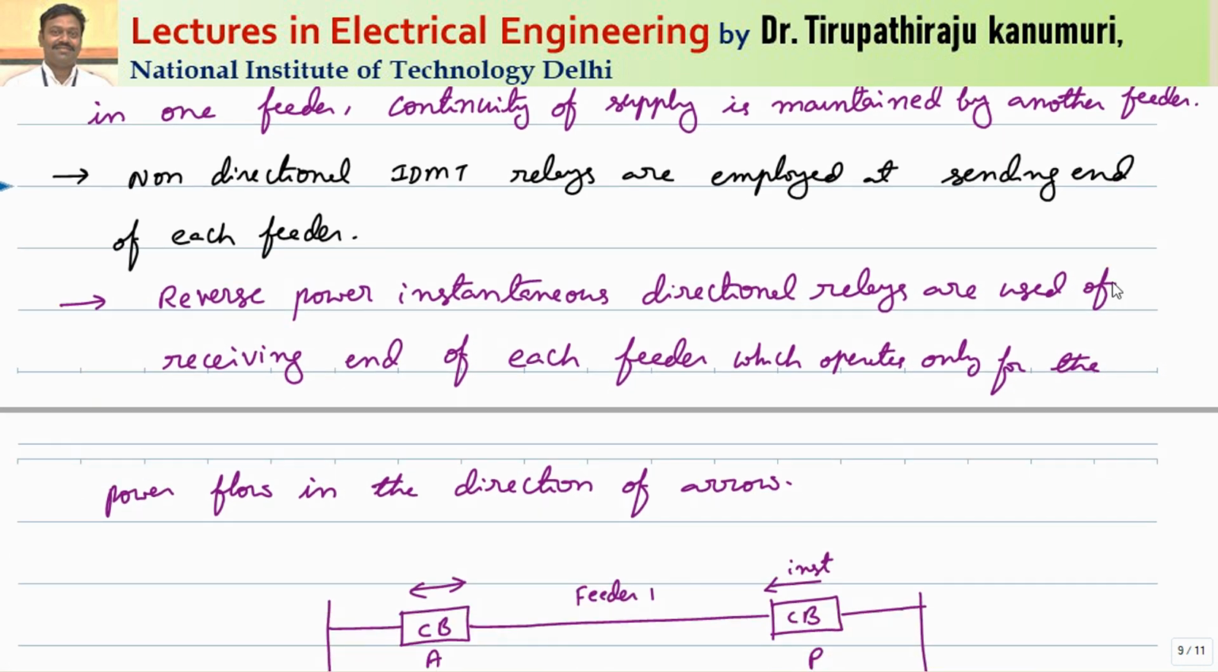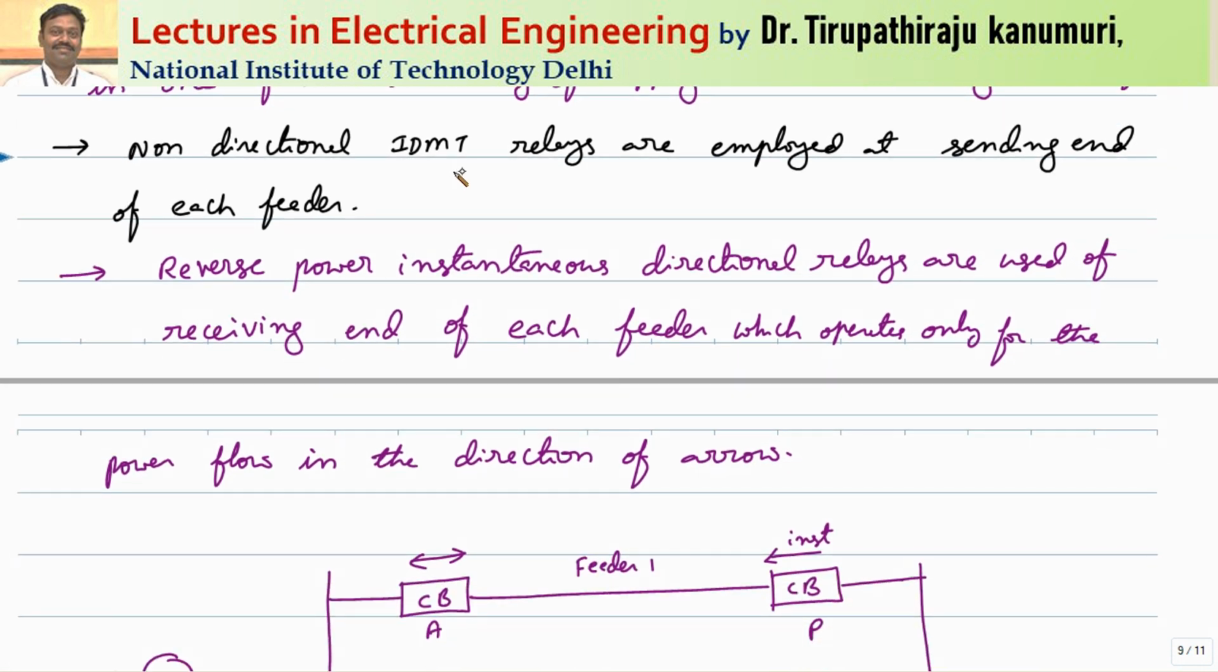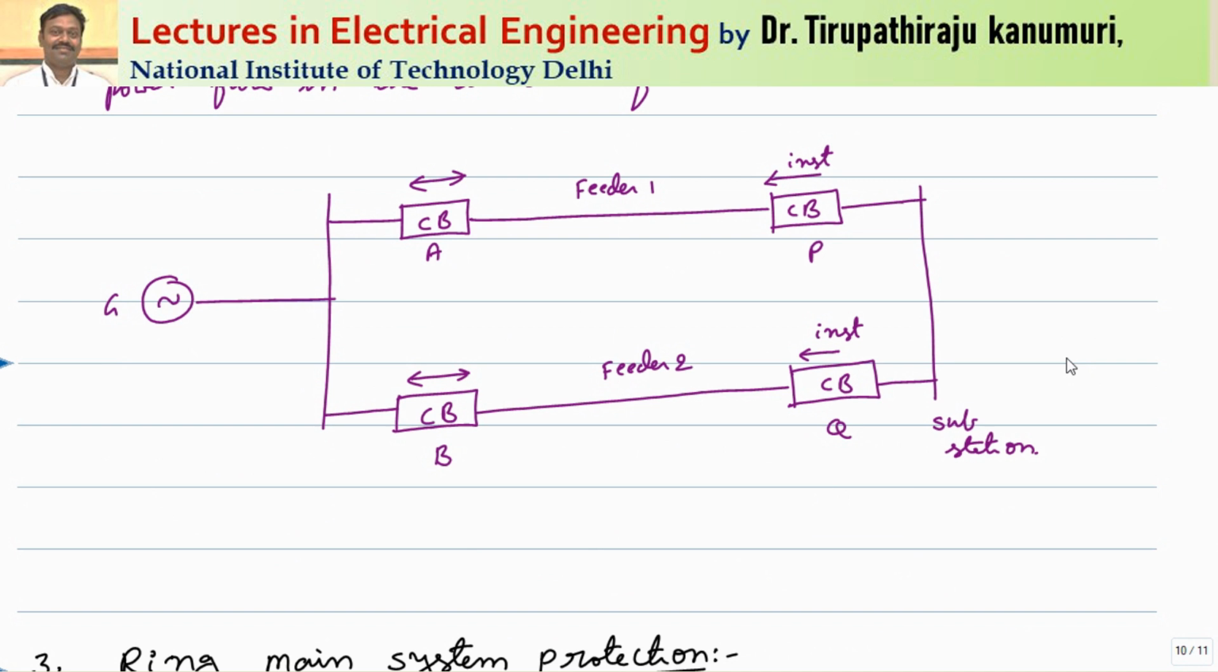In the case of parallel feeders, we use non-directional IDMT relays, where IDMT stands for inverse definite minimum time lag, meaning it has inverse time characteristics. These are employed at the sending end of each feeder, and reverse power instantaneous directional relays are used at the receiving end of the feeder, which operate only for power flow in the direction of the arrow. For example, if I keep the arrow like this, it will only operate if the power flows in this direction.